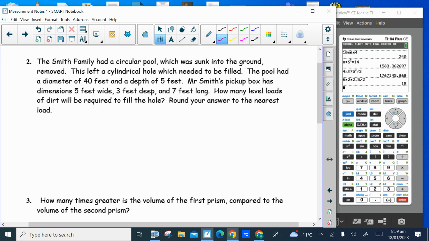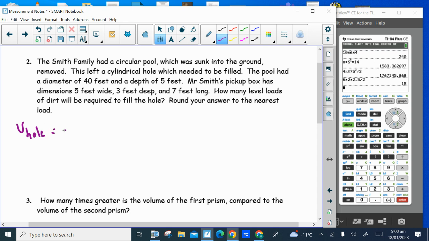So we're going to have to do 2 things, actually 3 things. We're going to have to find the volume of the cylindrical hole that was left behind. We're going to have to find the volume of this pickup box, and then we will divide those 2 to see how many loads it'll take. So, volume of, let's call it the hole, not the pool, because the pool has been removed. The volume of the hole.